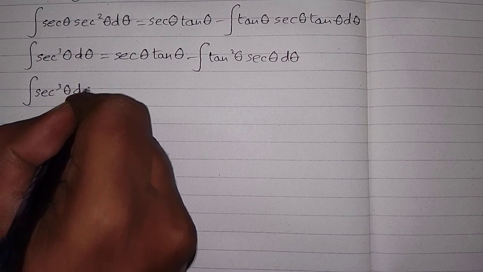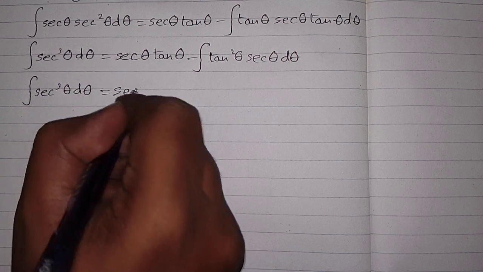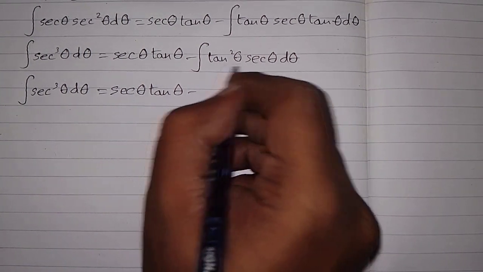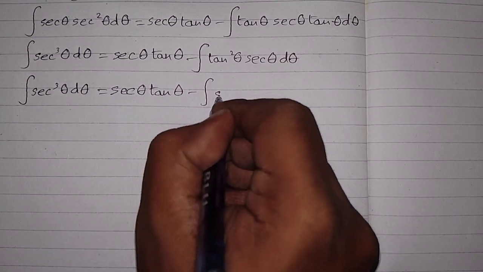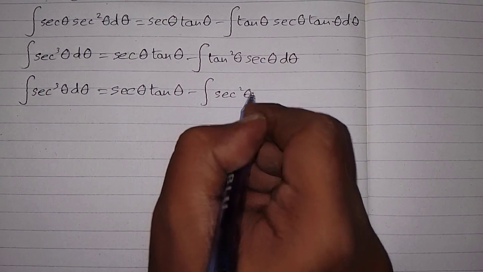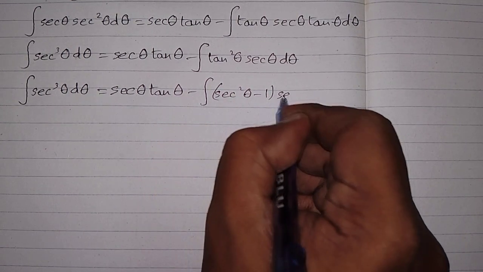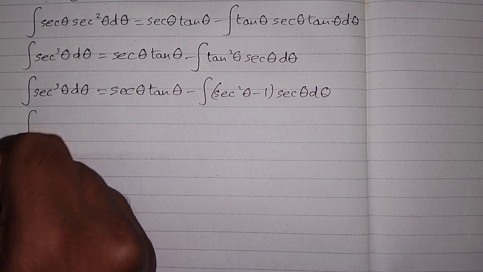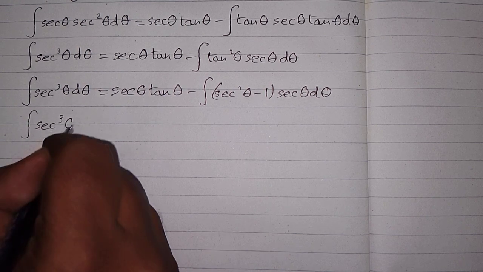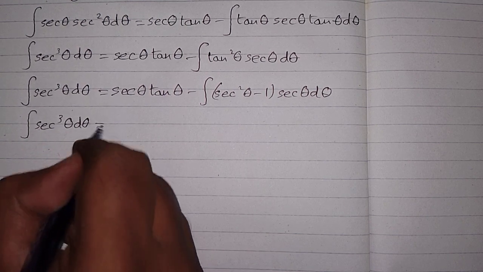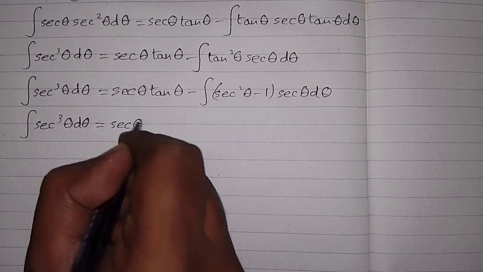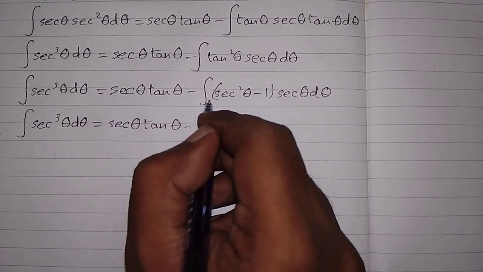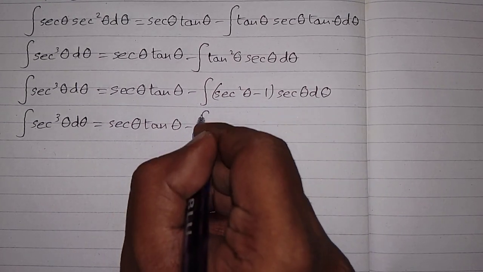Integral of sec cube theta d theta is equal to sec theta tan theta minus, in place of tan square theta we can put sec square theta minus 1. Now all the things will remain same and we will apply integral on both of these terms.